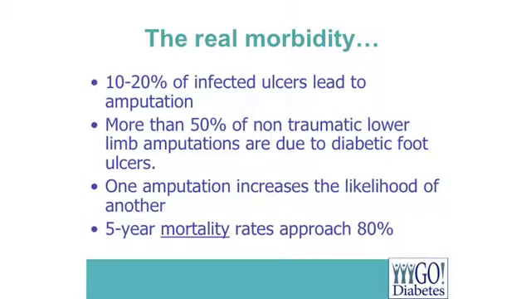10% of those infected ulcers then lead to amputation. More than 50% of non-traumatic lower limb amputations are due to diabetic foot ulcers. They are the leading cause of non-traumatic amputations. One amputation increases likelihood of having another one, either on the same limb. Some people have these fem-pop bypasses and such, and ultimately just have ascending amputations. Other people, it's just they lose both feet.